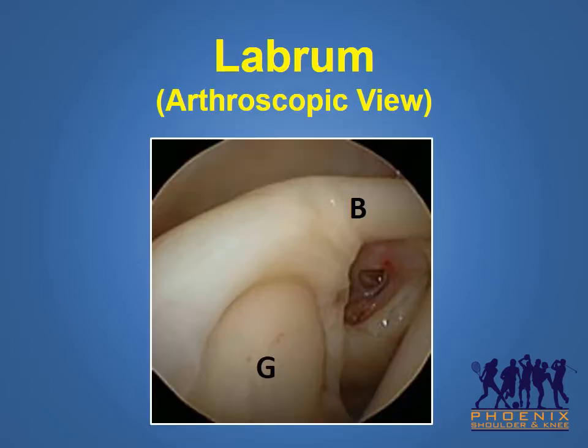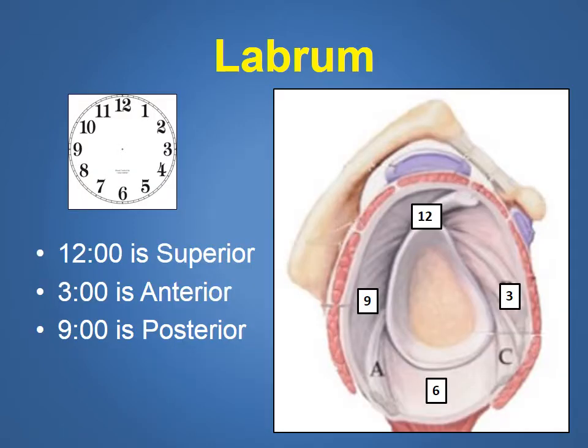This is a photograph taken at the time of surgery. The socket or glenoid is labeled with the letter G. The soft tissue bumper resting on the edge of the socket is the labrum and is seen here marked by the red line. The biceps tendon attaching onto the labrum is labeled with the letter B.